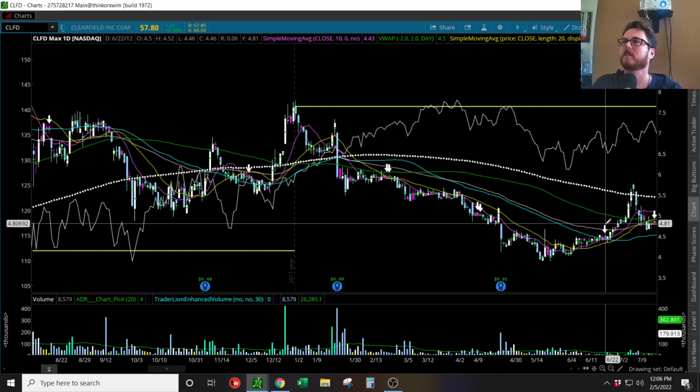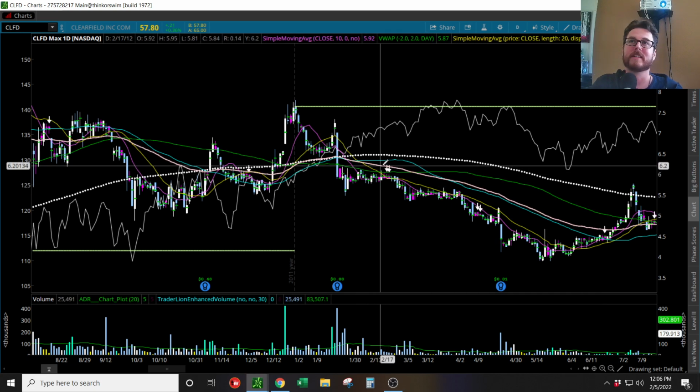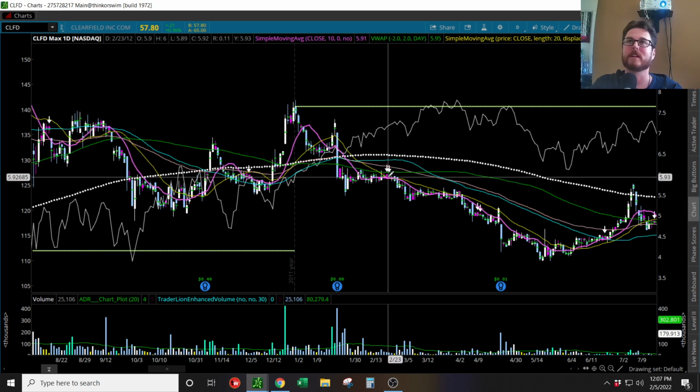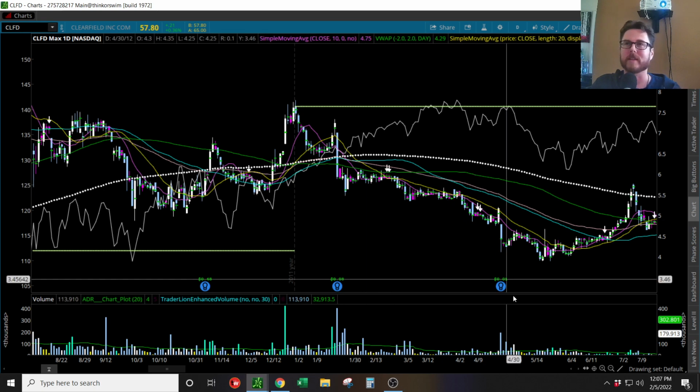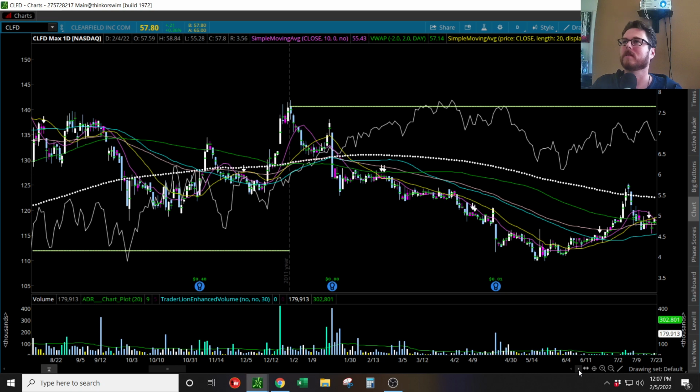Oh, I should also say these little arrows here, that's when a double inside day occurs. So you can see right in this spot, an inside day occurred, another inside day occurred, and then another inside day occurred. So you got 2 arrows there, and it just shows real coiling, a real tightening of volatility. So that's why I use those arrows.